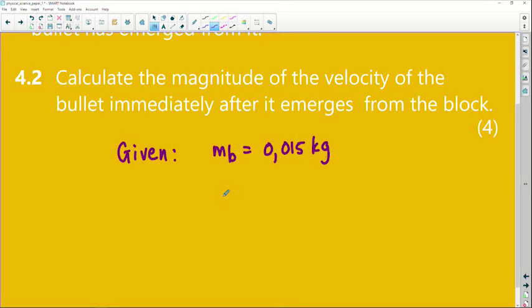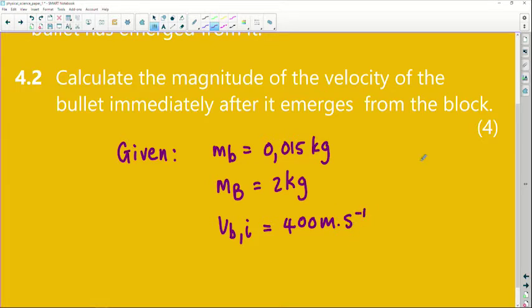In this case, we don't need to do that. We also have the mass of the block, and I'm going to distinguish between the bullet and the block. For the bullet, I will use a lowercase b, and for the block, I will use an uppercase B. And we know that the mass of the block is 2 kilograms. We are also given the initial velocity of the bullet, which is moving at 400 meters per second.